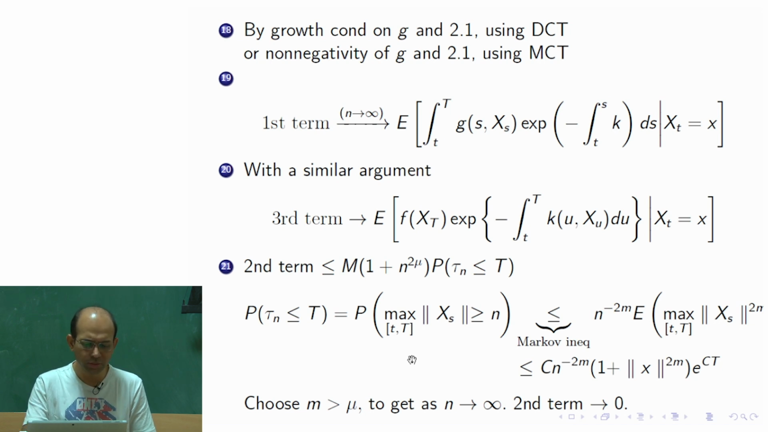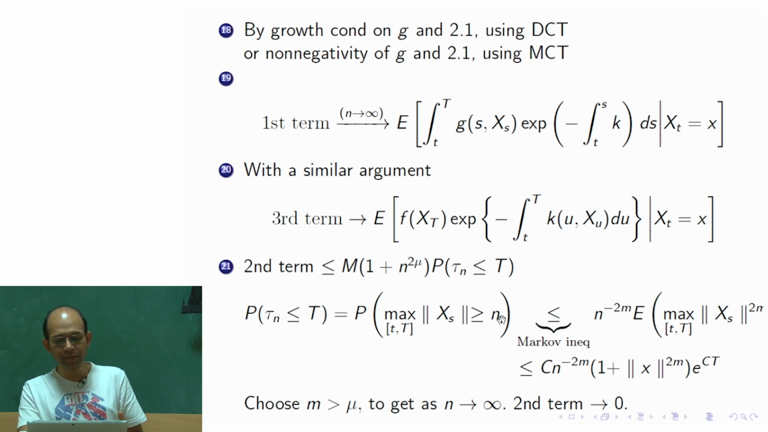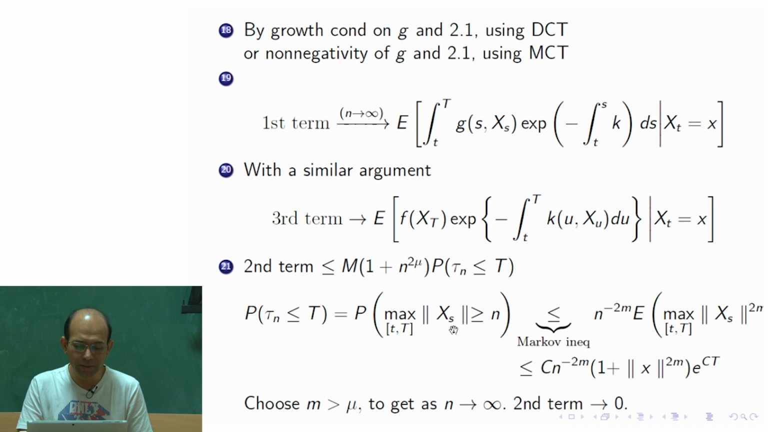Here also, what we do is that tau n less than or equal to capital T is the same as the probability that the supremum of the norm of X from small t to capital T is greater than or equal to n. Otherwise it does not happen, correct, because sometimes the norm of X is more than n between small t and capital T, which is why tau n is smaller than capital T, because tau n is the exit time of the ball of radius n. Now for this probability we can use Markov's inequality.